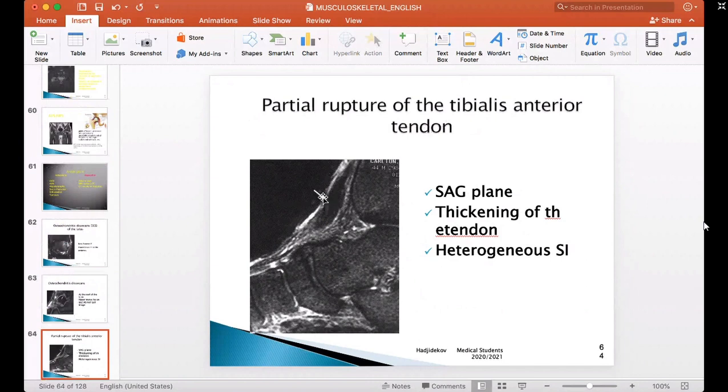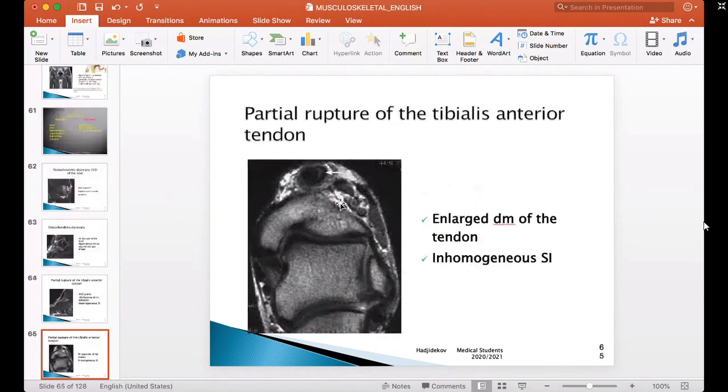Here we have a patient with partial rupture of the tendon of the tibialis anterior muscle. This is again a sagittal plane. We observe thickening of the tendon, which is with heterogeneous signal intensity.